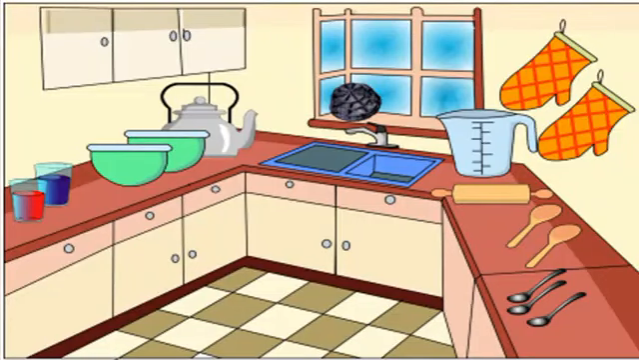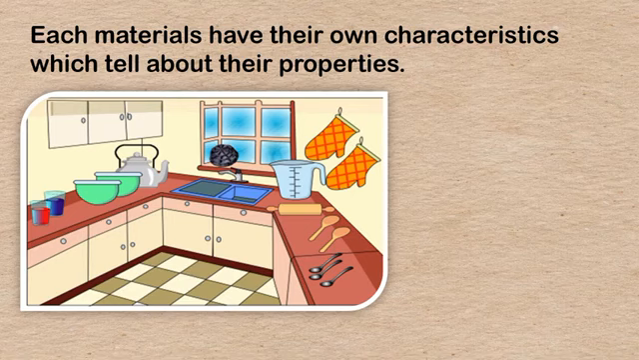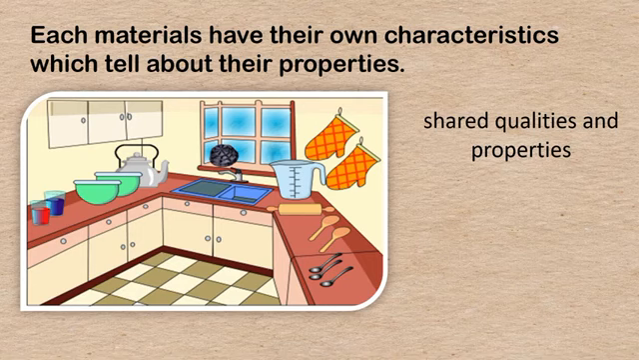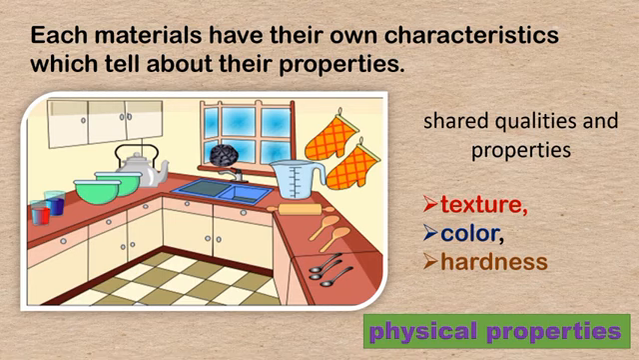Go to your kitchen. Observe the materials found in the kitchen. Can you name some materials? Look at the picture. Can you tell the uses of each material found in the kitchen? Each material has its own characteristics, which tell about its properties. You can classify them based on their shared qualities and properties, like texture, color, and hardness. These are called physical properties.